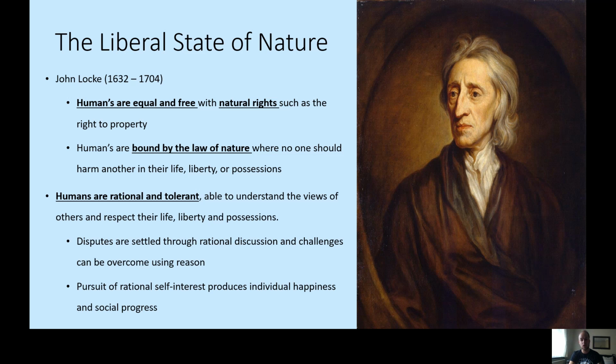So generally, any disputes that occur within the state of nature, say for example I've damaged someone's property or somehow damaged someone's liberty by punching them in the face, can generally be settled or overcome if we sit down at a table and discuss our differences and logically overcome them for the benefit of both of us. So therefore, because everyone is wanting to pursue their own rational self-interest, this allows us to achieve happiness and allows us to progress socially, because we're living in a harmonious state of nature, a harmonious type of society, which allows us to develop our own individuality and our own uniqueness in that way. So it's very optimistic in that sense.